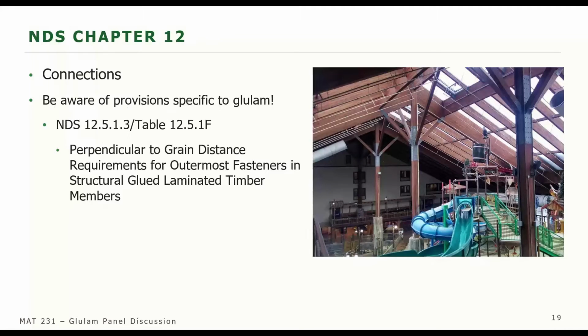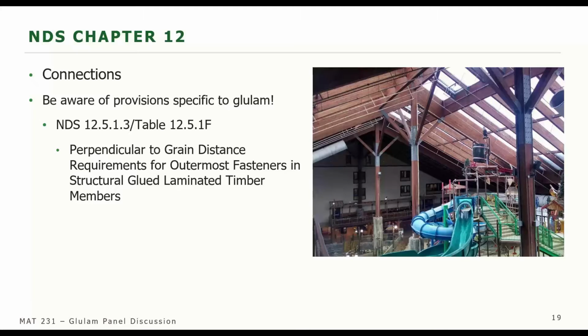And so the last slide I have is on chapter 12, and this is our connections chapter, and this is just something brief. Just again reminding that there are some provisions specific to glulam. So I want to point you to NDS 12.5.1.3, which also references table 12.5.1F. And this gives us perpendicular to grain distance requirements for our outermost fasteners in structural glulam timber members.